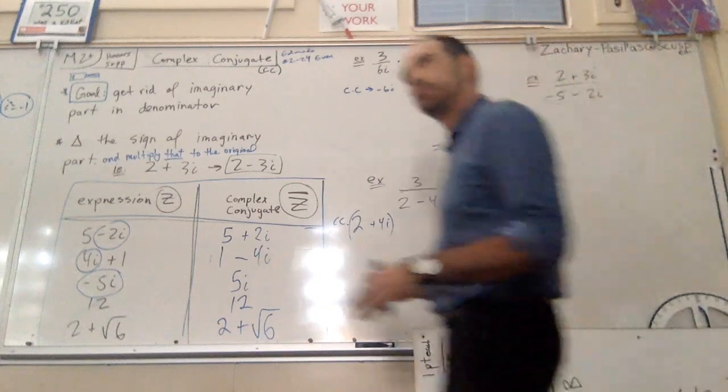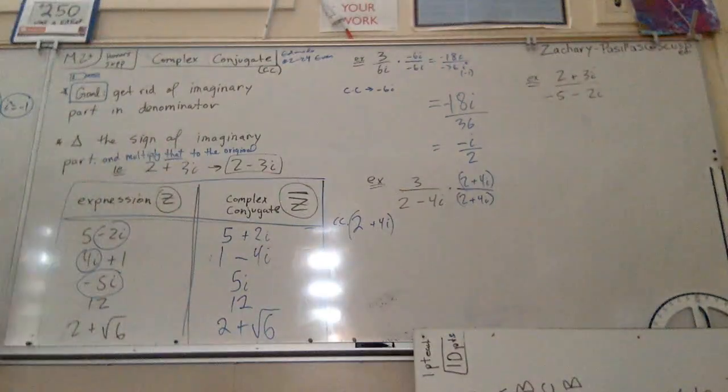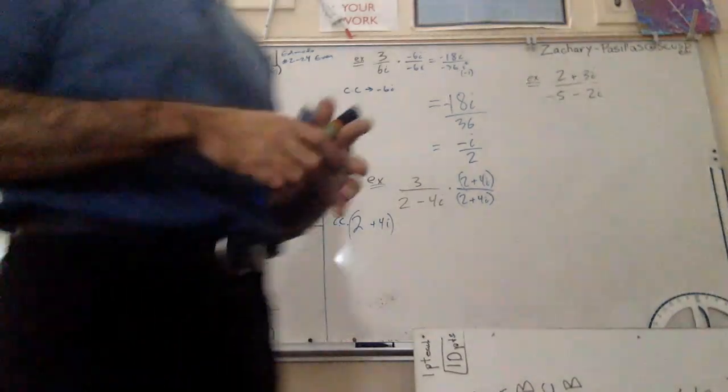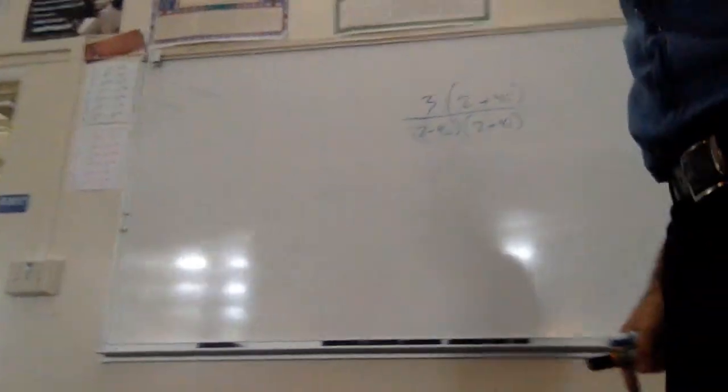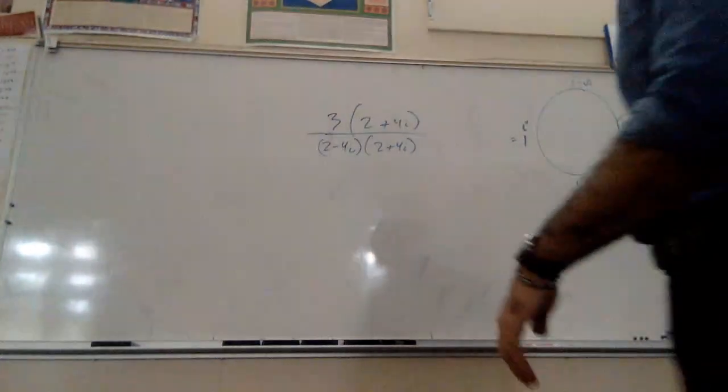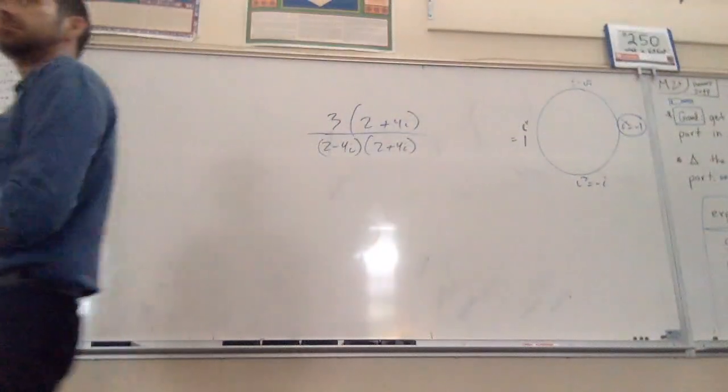Okay. Now this is where we get into a little bit of FOIL work. So let's see, 3 times 2 plus 4i. And on the bottom we have 2 minus 4i times 2 plus 4i. So this is just like the work yesterday. There's really nothing too different once you start. Once you know the complex conjugate and what to do with it, then you just have to distribute that top 3 and FOIL the bottom one. That's it.